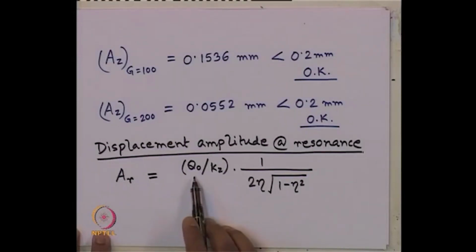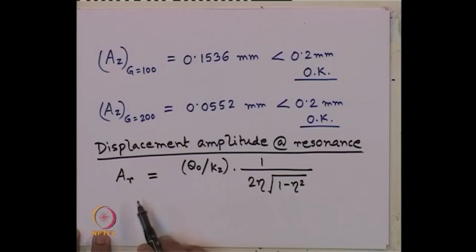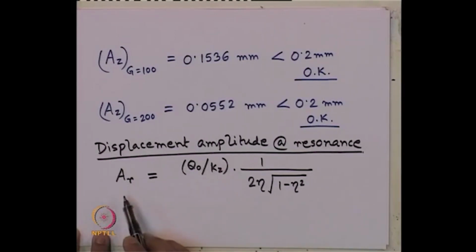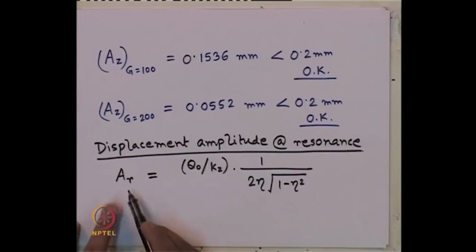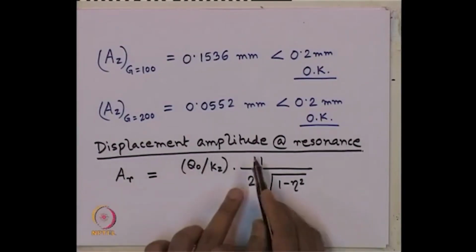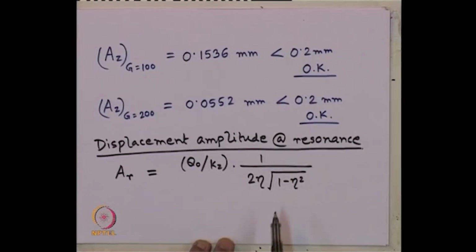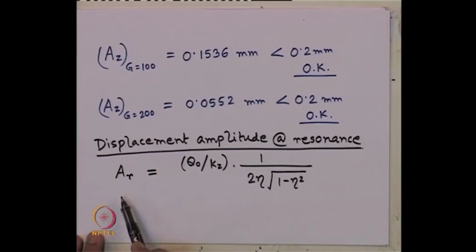How much is the static displacement? This Q naught by Kz, right. So, we have to multiply this with respect to Q naught by Kz to obtain the component of dynamic displacement. Otherwise, this divided by this is nothing but the maximum DMF, 1 by 2 eta root over 1 minus eta square. So, that way we will get what is the maximum dynamic displacement at resonance. So, now let us calculate this for 3 different soil conditions.